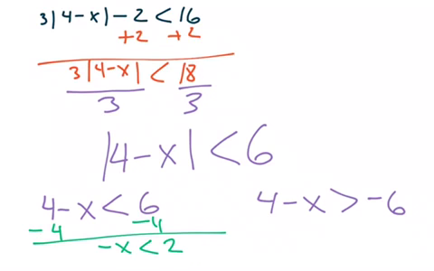I want to get x by itself, so I have to also divide by negative 1 to get that x by itself. When you divide by negative, you have to flip it. So x is greater than negative 1.